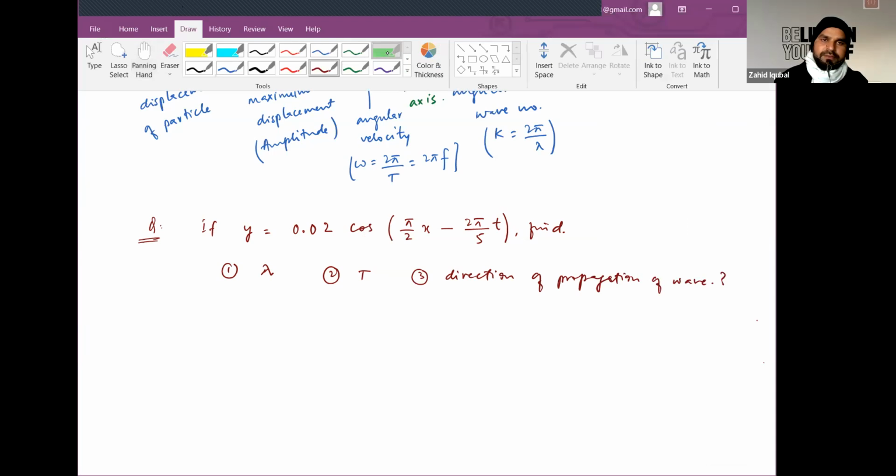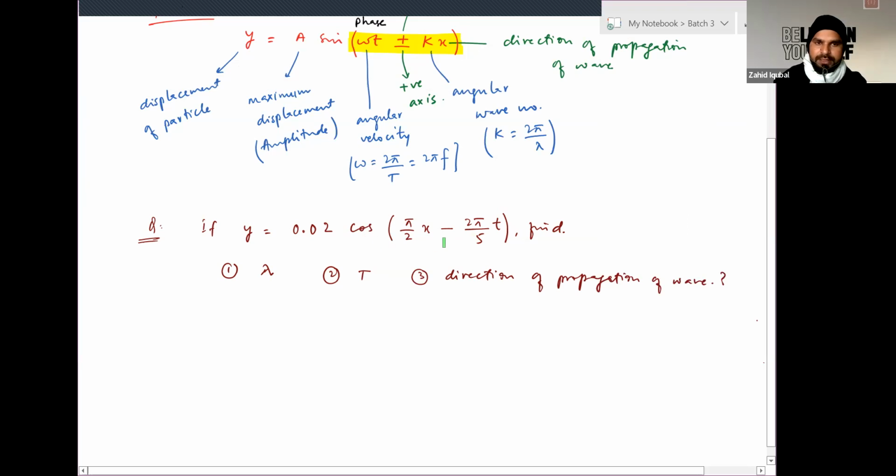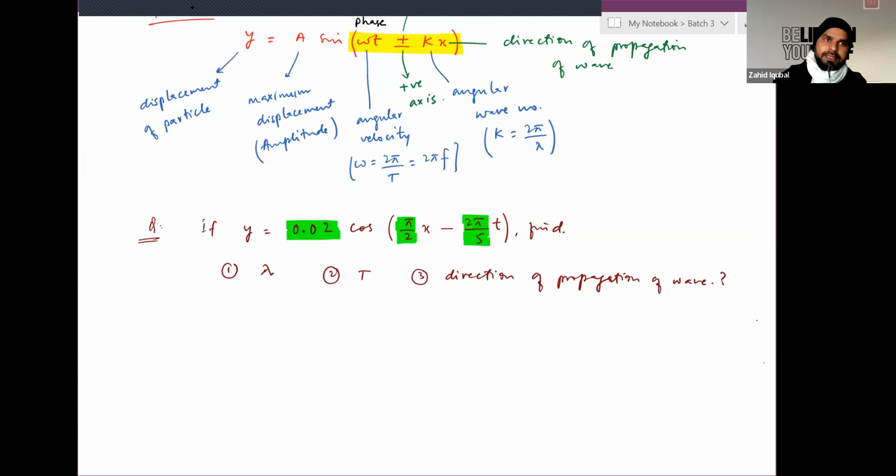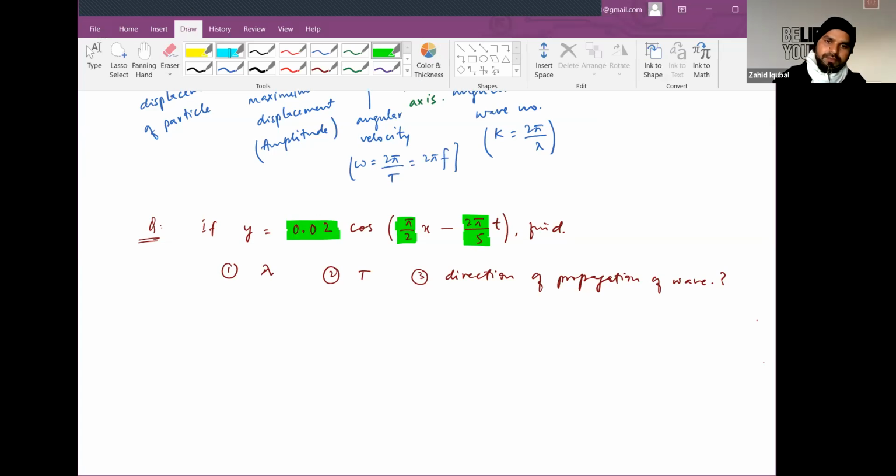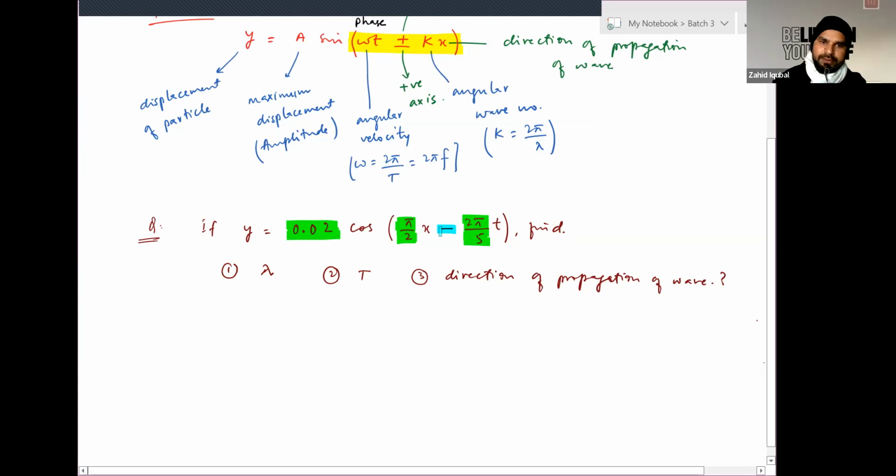Let me define how to solve. Just compare this part to the above one. Coefficient of x in this part is pi by 2, so it is called k. Coefficient of t in this part is 2 pi by 5, so it is called omega. And coefficient of cos is amplitude. Next, there is a negative sign in between these two parts, which will define nothing but the direction of propagation.